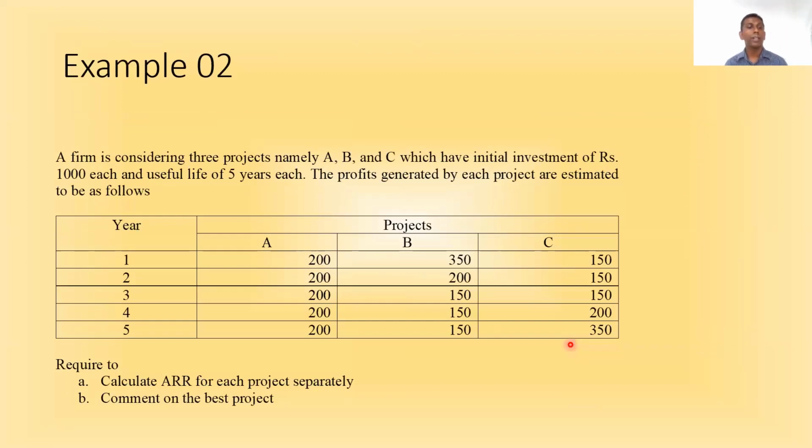And so look at how you can calculate it. There are three different projects available, and their initial investments have been given as 1,000 rupees, with a useful life of 5 years. The profit generated by each project is estimated as follows. Profit is also given, so in the same way you need to calculate ARR for each and every project, with a separate answer and comments on each project.